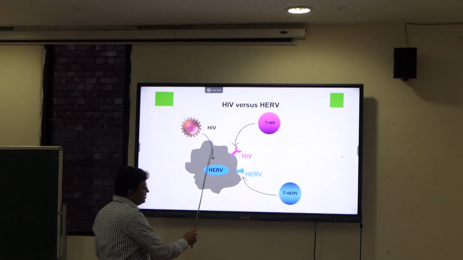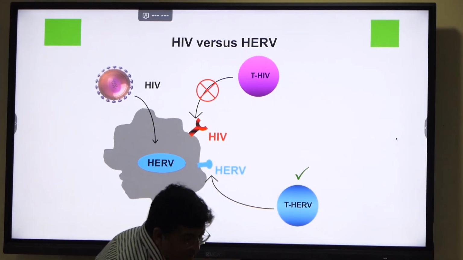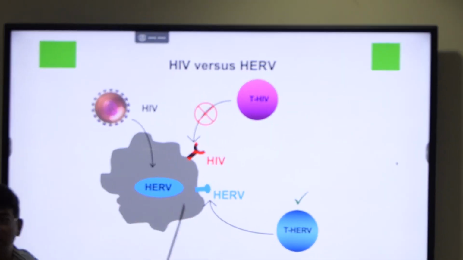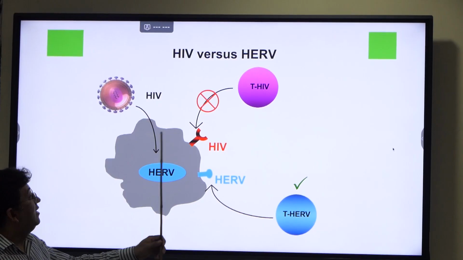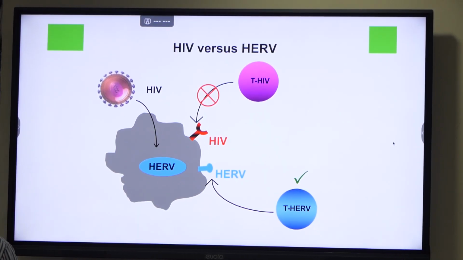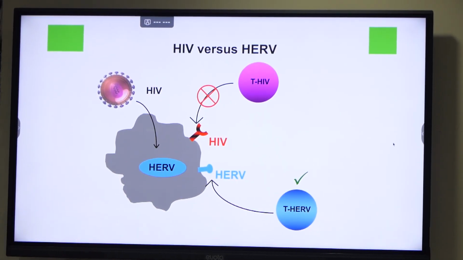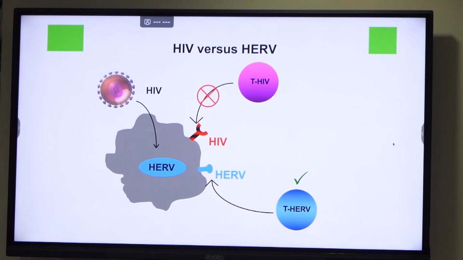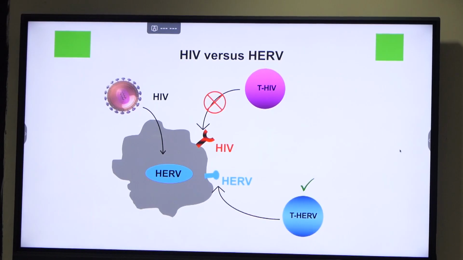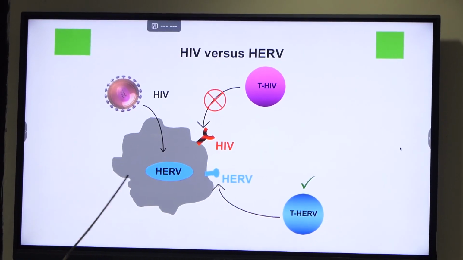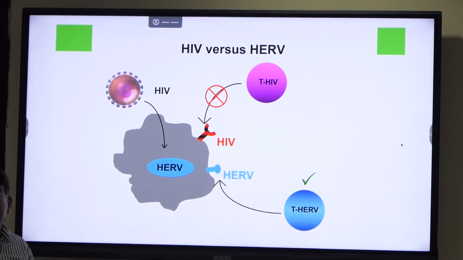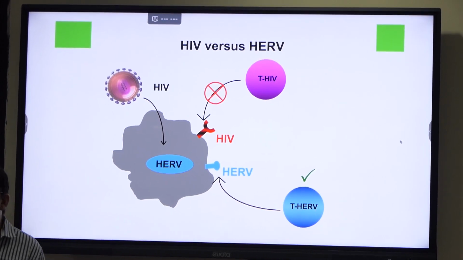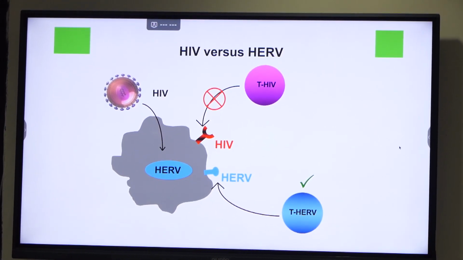Because HIV has a habit of undergoing mutations. You see that this has changed its sequence. When it has changed the sequence, the HIV-specific T cell is no longer able to attack it. But what remains intact is the HERV-specific T cell response. This is the only T cell response capable of fighting HIV-infected cells, because this HERV is not going to change. So based on this particular concept, we thought that a HERV-based T cell vaccine could be rolled out.